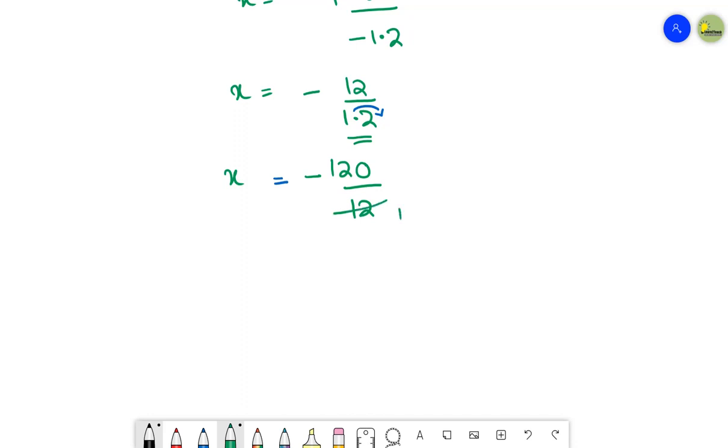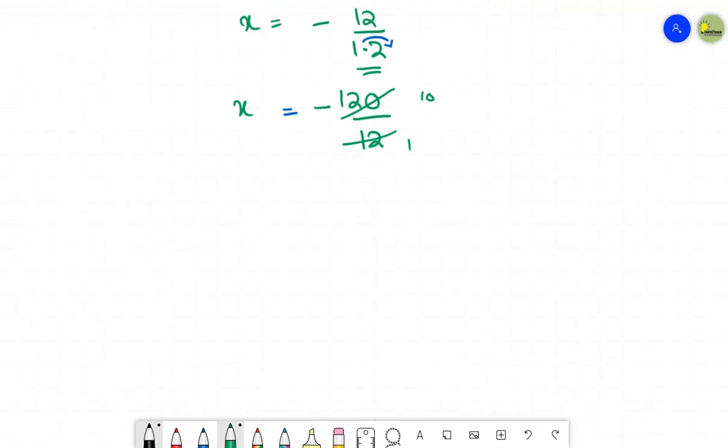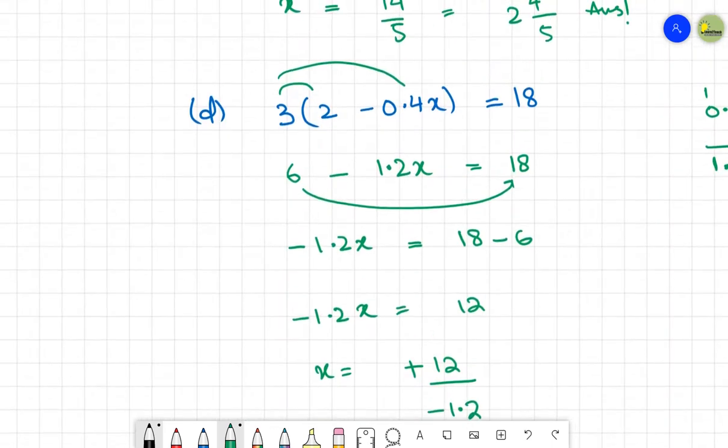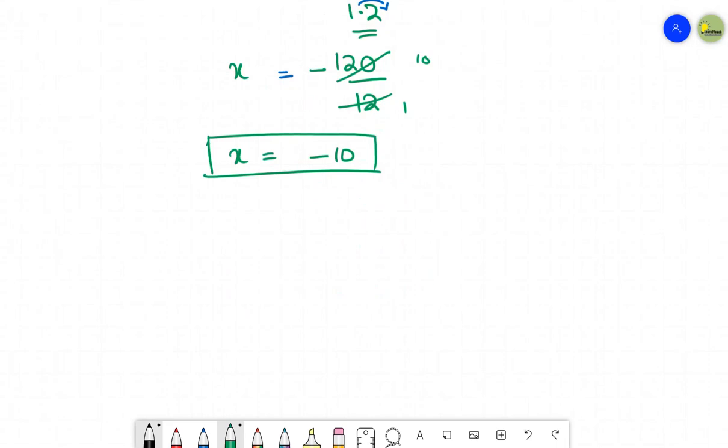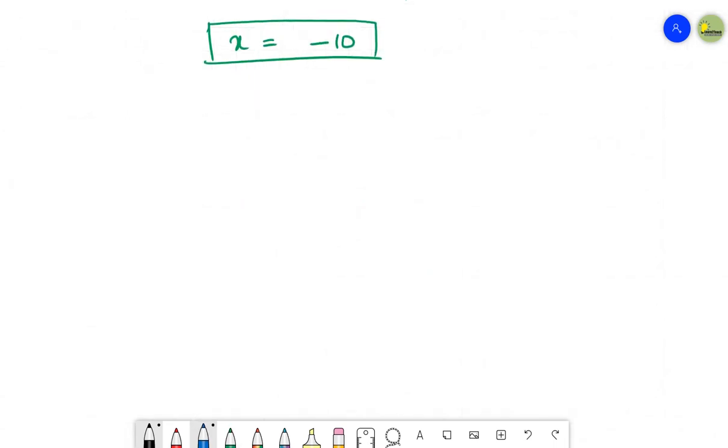Now 12 ones are 12 and 12 tens are 120. So the answer is going to be x equals minus 10. This is the answer of part D, that is minus 10. Now we are moving towards part E. In part E, I have 2 multiplied by 2x minus 2.2 equals 4.6.